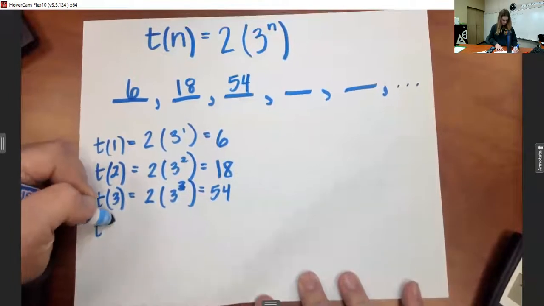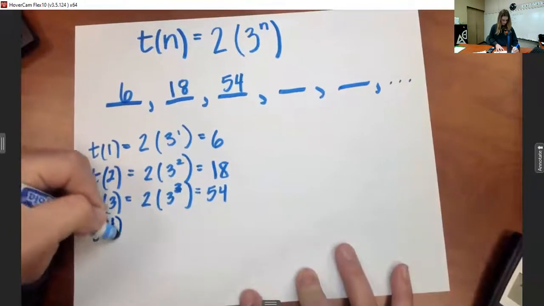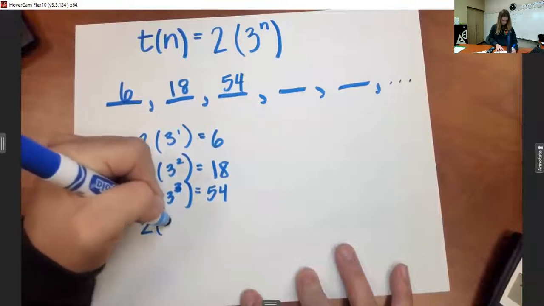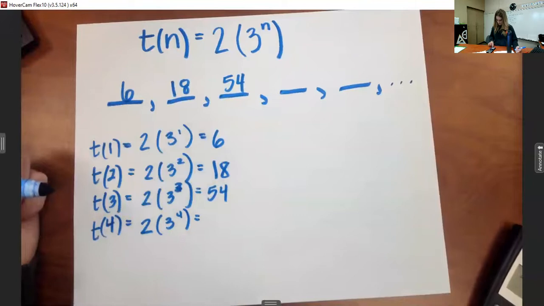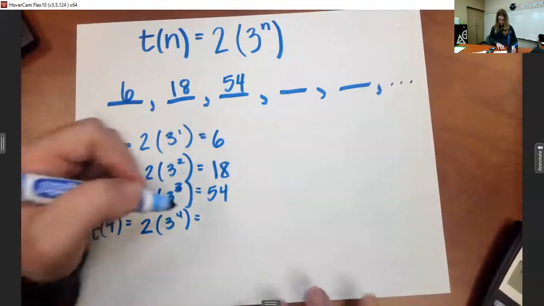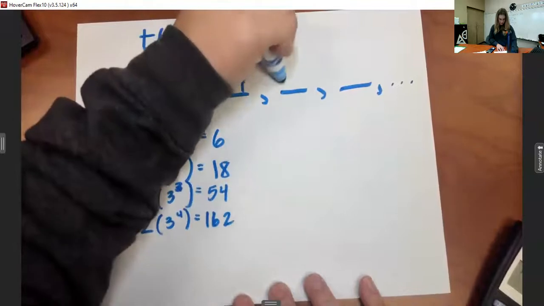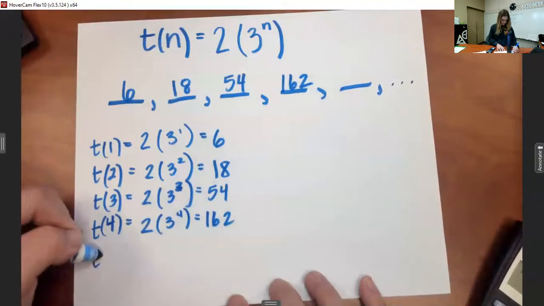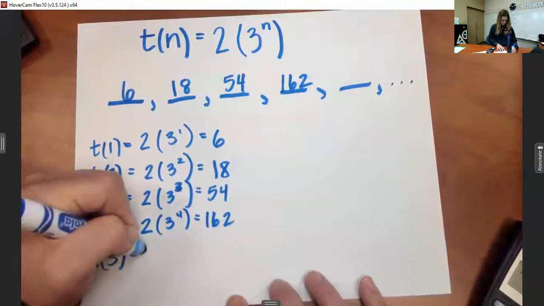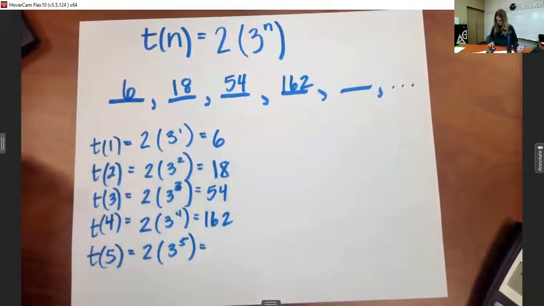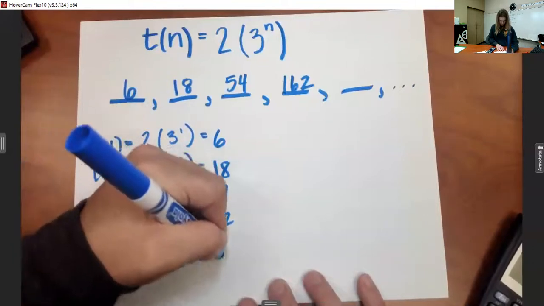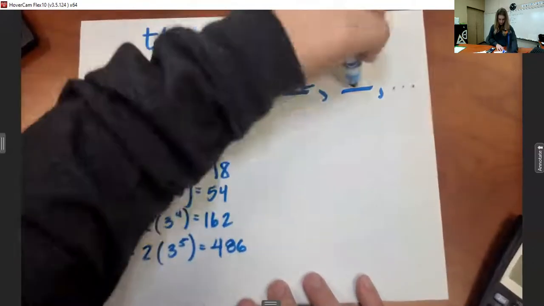And we'll repeat the process until we're done. All right, 3 to the power of 4 is 81 times 2 is 162, and we have one last term. Three to the power of 5 is 243 times 2 is 486.